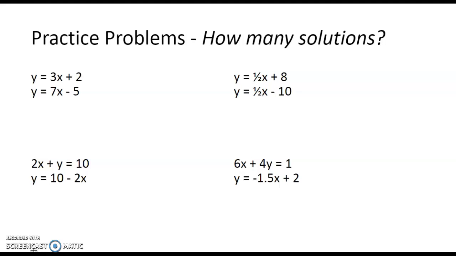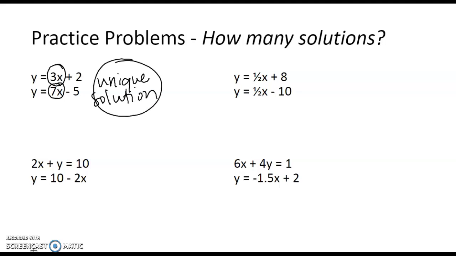So our first example, y equals 3x plus 2 and y equals 7x minus 5. Well, already I can see that my first equation has a slope of 3 and my second has a slope of 7, meaning these two lines are not parallel and they're also not the same line. So that should tell me right away that this is going to be a unique solution, or I would have one solution because I have different slopes.